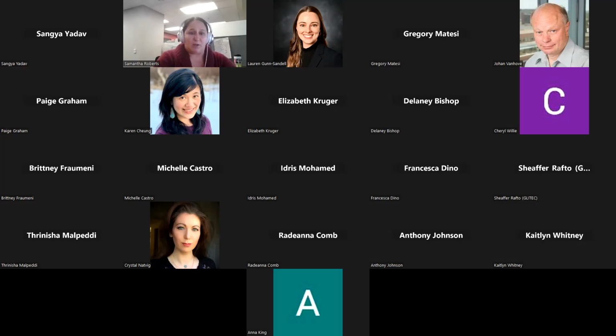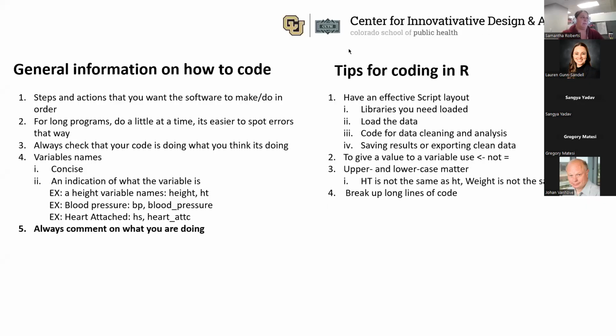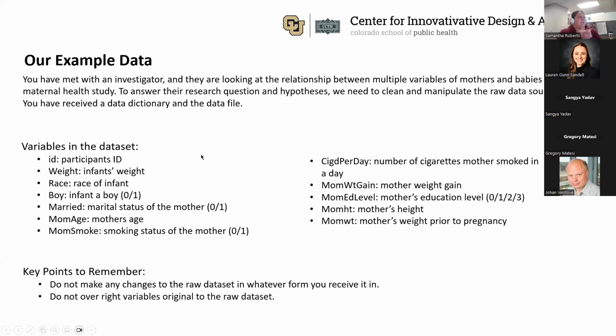Next I want to discuss what our example data is. The whole idea here is that we have met with an investigator and they're looking at the relationship between multiple variables of mothers and babies from a maternal health study. And we want to answer the research question hypothesis, but first we need to clean and manipulate the raw data source so that the data is usable, because in the form it is now, it's not really usable.